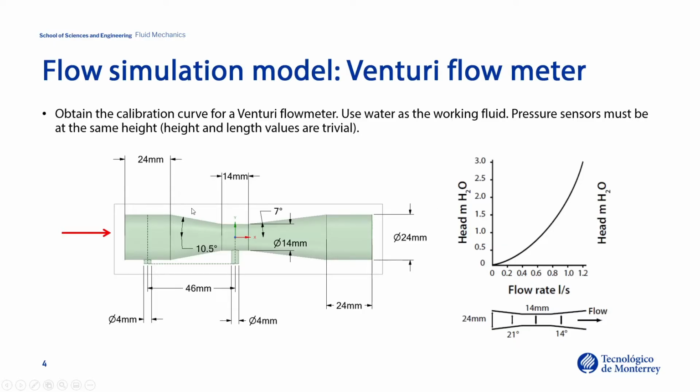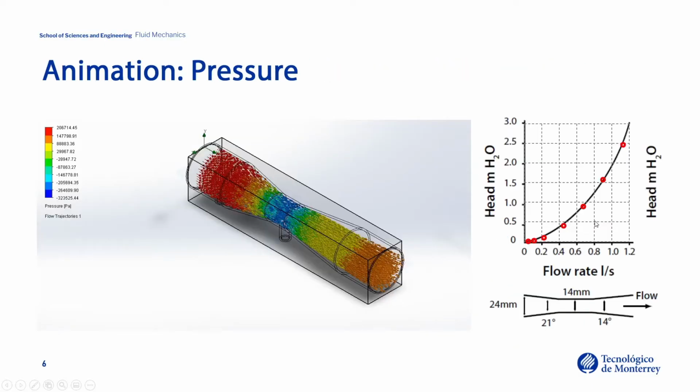The main specifications of the flowmeter are shown on this screen, and as you notice, the Venturi flowmeter features two pressure sensors. Thus, we are going to be able to estimate the pressure drop between both zones. We must perform a parametric sweep by changing the value of the inlet velocity of water to replicate the calibration curve. According to the number of points, or the number of velocity values that you provide to the software, we will be able to obtain a plot like this one.